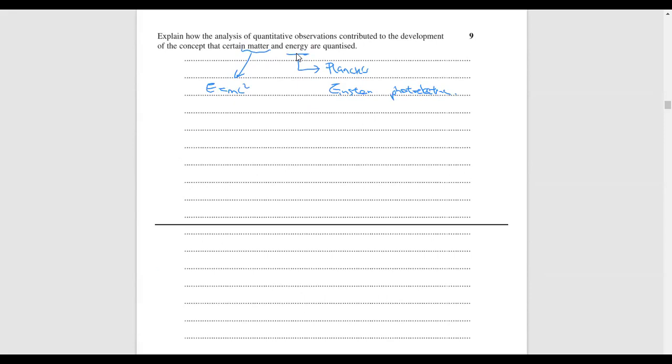Now, we also have the idea, of course, of quantization of matter. I suppose we're talking about it in terms of particles, right? So we also have the idea of electrons being discovered. So that's your cathode ray experiments. We're saying that your matter is in terms of certain particles. Okay. And that, of course, also relates to, I guess, Millikan's experiment.